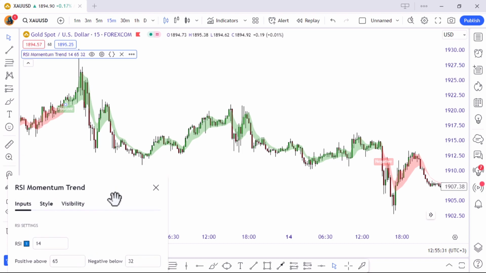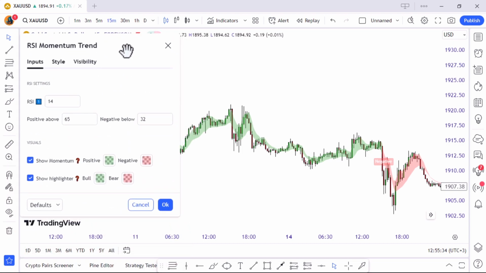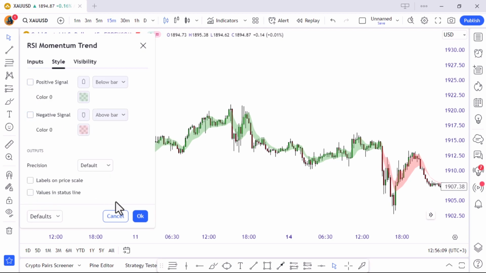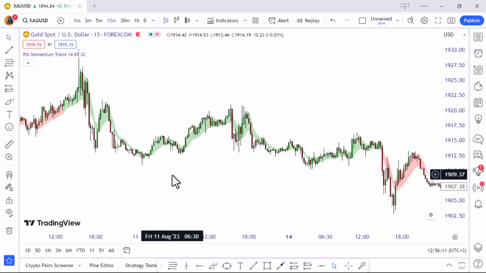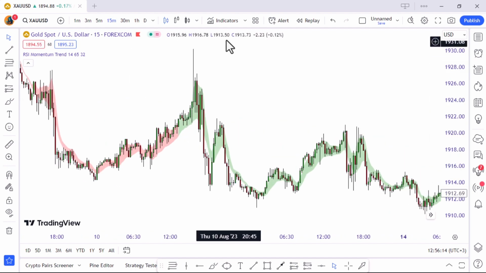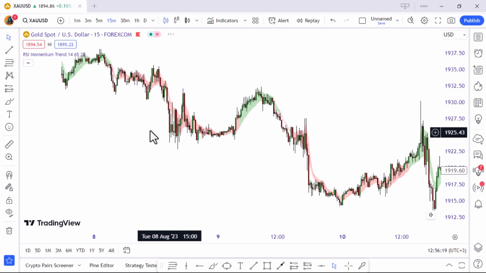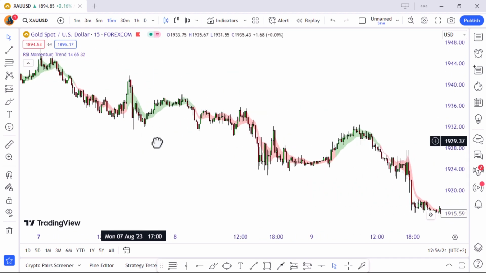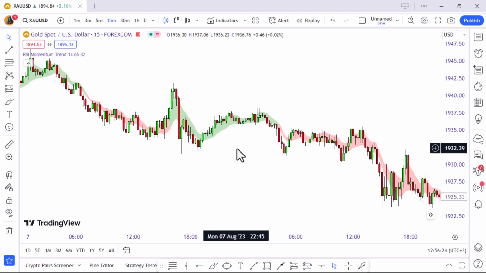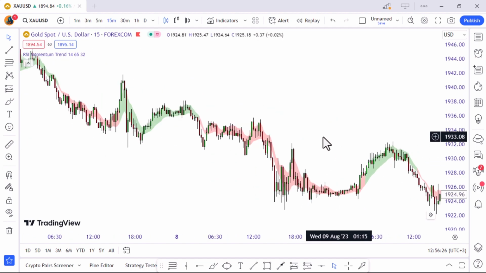If I dig into the settings, I'll see that I can adjust the conditions for positive and negative momentum. But for now, the default settings work fine. I can also turn on or off the signal labels and trend ribbon. Let's keep it simple and turn off the signal labels. Now let's compare this RSI momentum trend with traditional trend indicators like the Super Trend. Trust me, I'll be surprised. The RSI momentum trend blows the Super Trend out of the water in terms of accuracy. Those false signals? Not so much of a problem here.